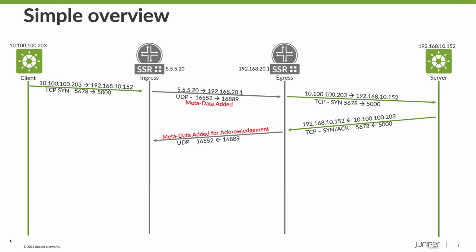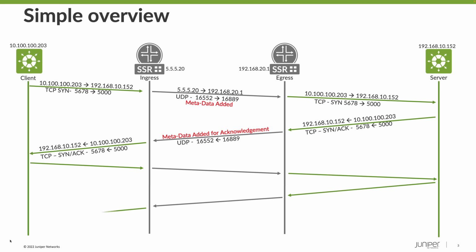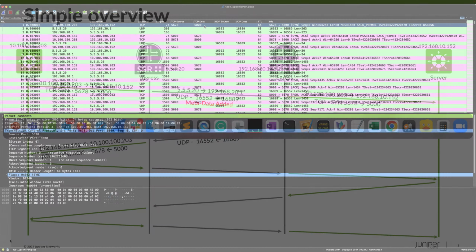We also add a little bit of metadata to this response packet to acknowledge it, and then that packet is sent on its way. So that SYN-ACK goes on towards the client, and the rest of the session just proceeds from there. When we see additional data as part of the session, it's just going to be on those first two packets between the ingress and egress SSR routers. So let's take a look at this on the wire.